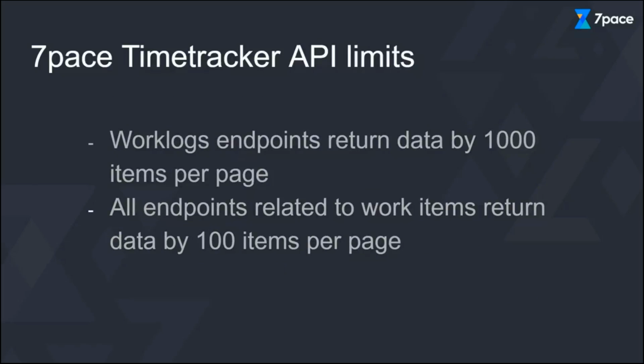Now, the API has some limits. Those are that the work logs endpoints return data by 1,000 items per page, and that all endpoints related to work items return data by 100 items per page.